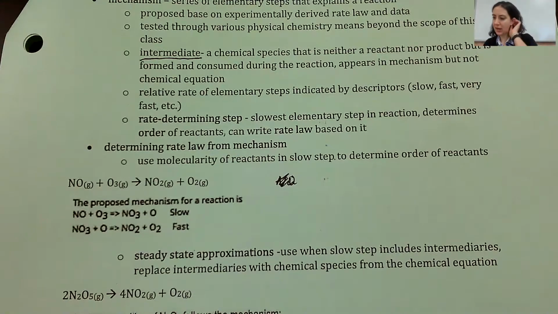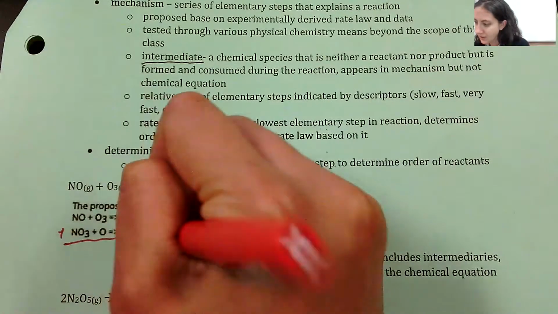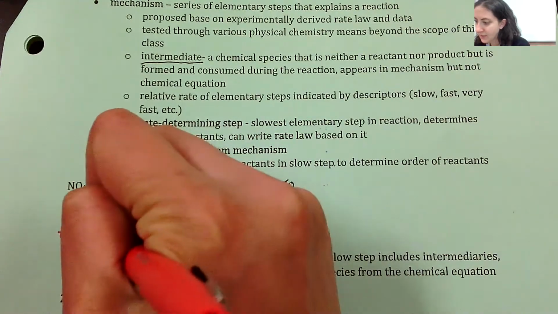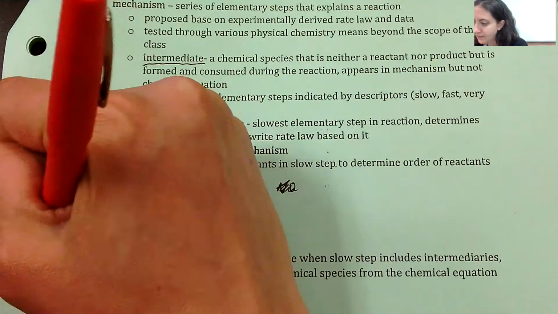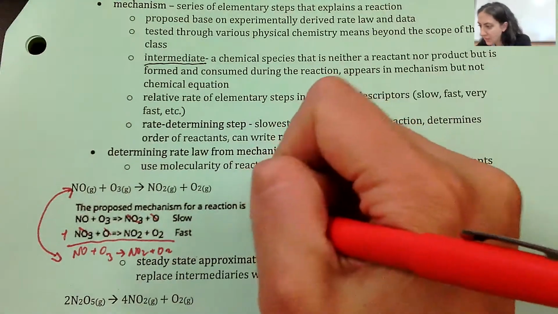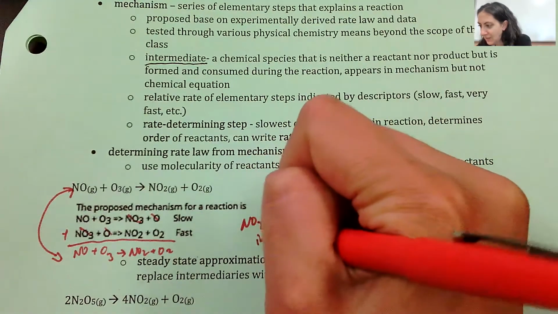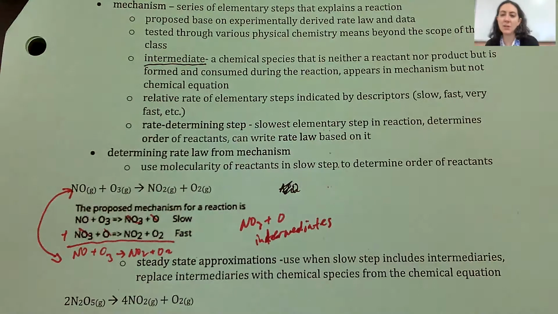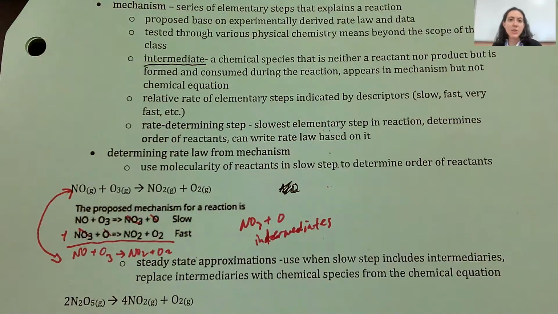So one thing that we can do with these types of mechanisms is you can actually add the two reactions together and cancel them out. If we were to add these two together, these would both cancel because they're the same on both sides, and we could add them together, which is equal to our original equation. So that works. So in this particular case, NO3 and O are intermediaries.